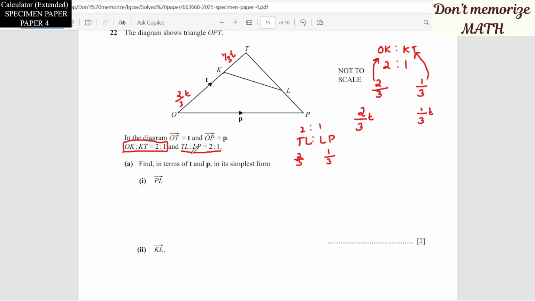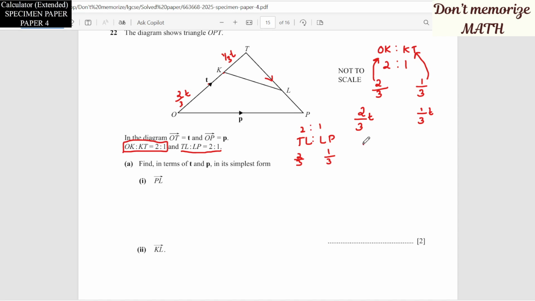What is the total length given for TP? We have TP is not given, right? So then only we can use the ratio. How to find TP? Just see here, we have the triangular law for vectors. TP means the direction will be this direction. This vector TP is starting from T, so TP will be equal to TO plus OP.